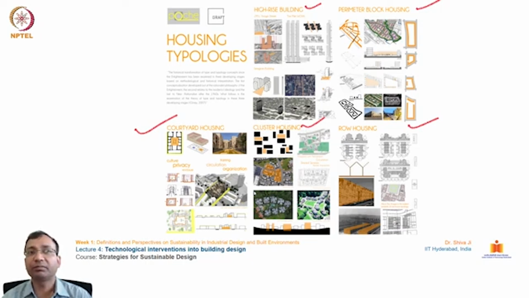The next one talks about perimeter block housing. In this one, the movement is restricted to the perimeter, so that vehicles cannot come inside the living areas, in turn promoting greener spaces in the heart of the neighborhood.